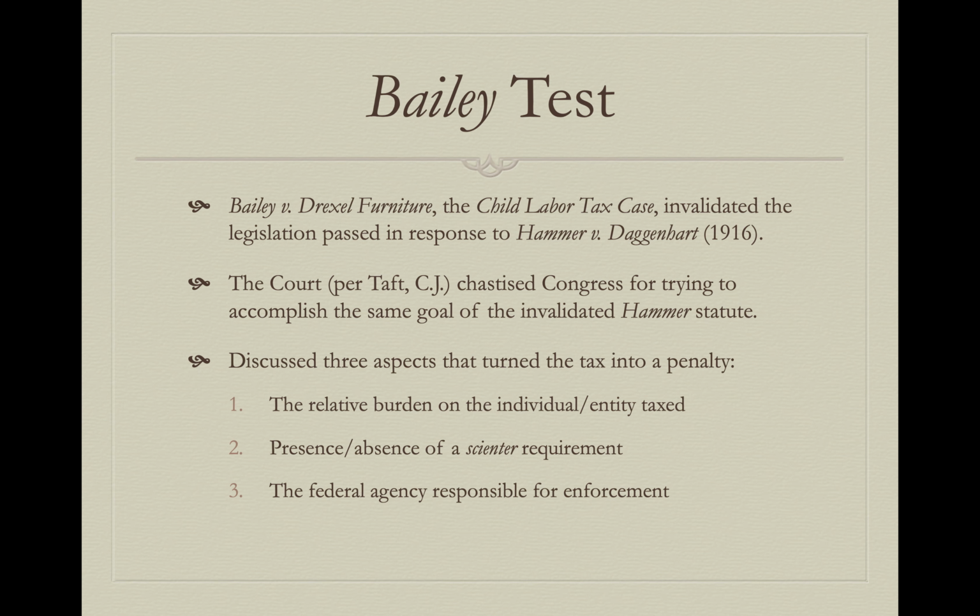And then you look at the federal agency responsible for enforcement. Right? Is it one of the regular law enforcement agencies, or is it the taxing authority? Right? So all of these factors get put into the determination of whether something is a tax or a penalty.